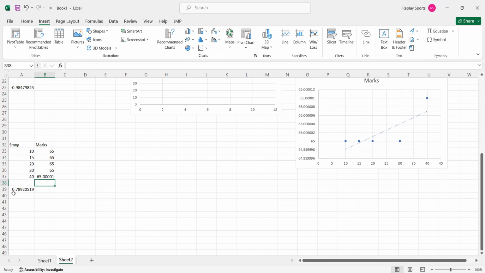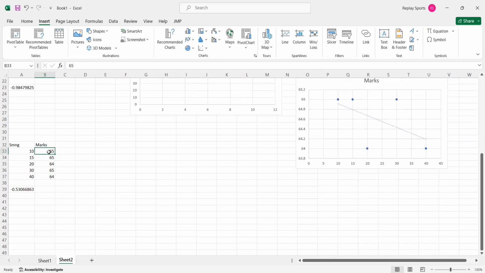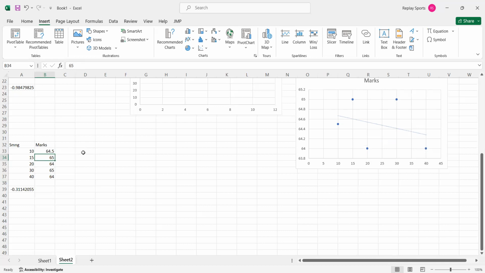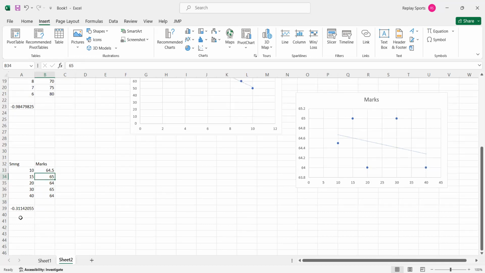It became 0.78. Yeah, it became 0.7. You see, because everything is 0.6 and one small change made a big change. So 64, 65, 64, 65, and 64.5. Okay, whatever, right? So it's not possible to be a perfect zero. You can't have a perfect zero. So what we say is, see, it is less than 0.05, isn't it? So we'll say no correlation.